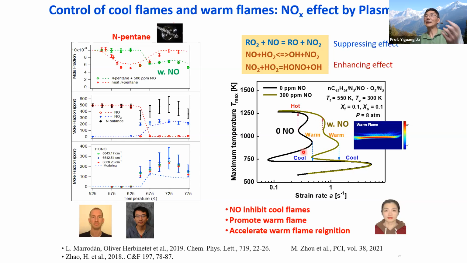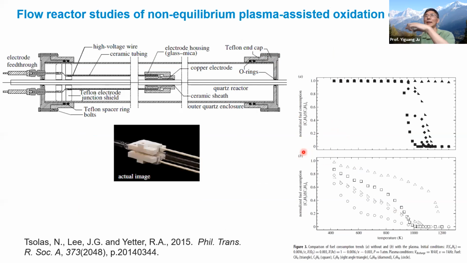So therefore, plasma can generate ozone and NO, and these species are very stable and long-lived. They can dramatically change your combustion chemistry kinetically. And at Penn State, Professor Rich Yetter developed a flow reactor. You can see here a dielectric barrier discharge, DBD, and he measured n-alkanes, different n-alkanes, as a function of temperature. So this is without plasma, and this is with plasma.